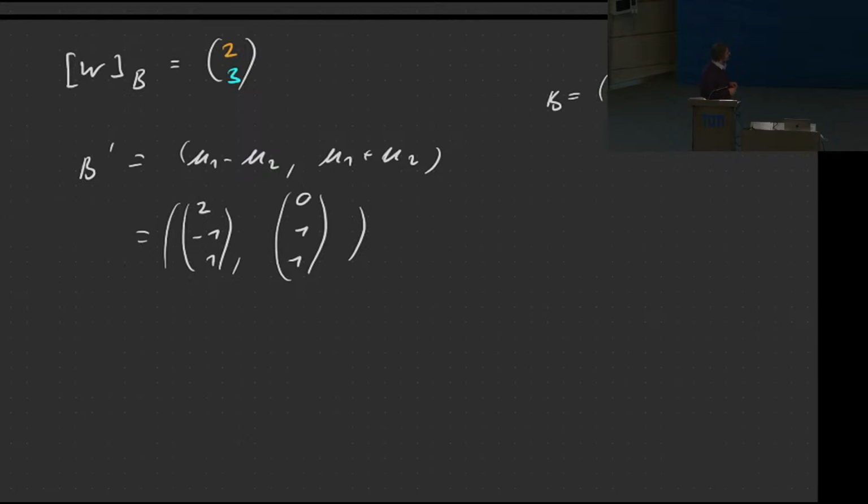Another question is, if I have a vector that's given in B coordinates, can I determine a description of that same vector in B prime coordinates? And again, the question is, what did you get for that? So let's see, what are the B prime coordinates of my vector V? Here's the URL again.